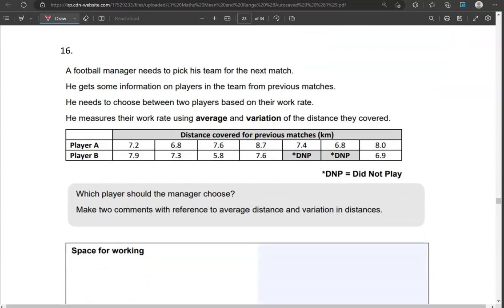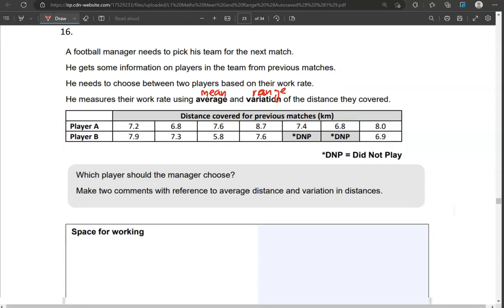A football manager needs to pick his team for the next match. He gets some information on players in the team from previous matches. He needs to choose between two players based on their work rate. He measures their work rate using average and variation of the distance they covered. So we're looking at mean and range. Which player should the manager choose? Make 2 comments with reference to average distance and variation in these distances.